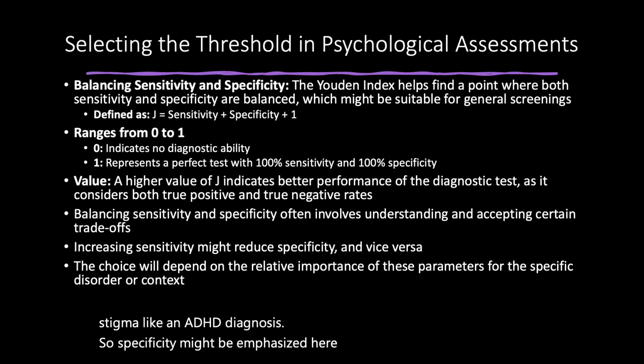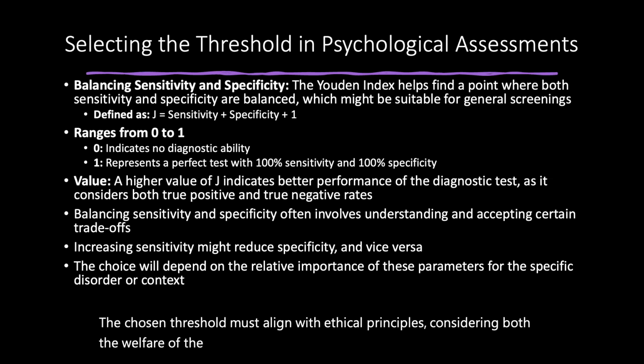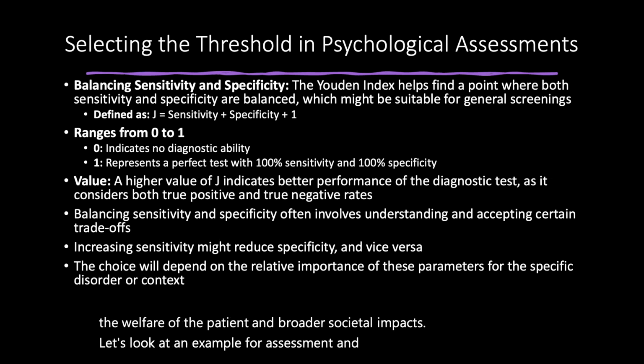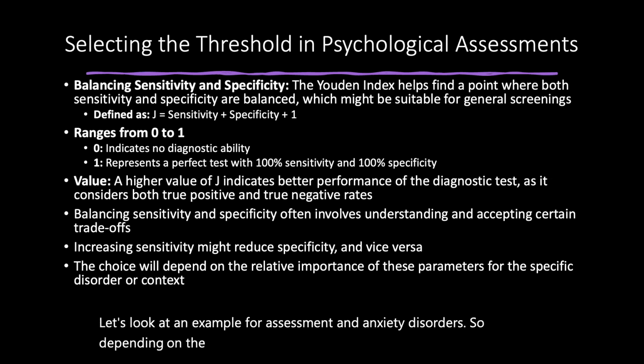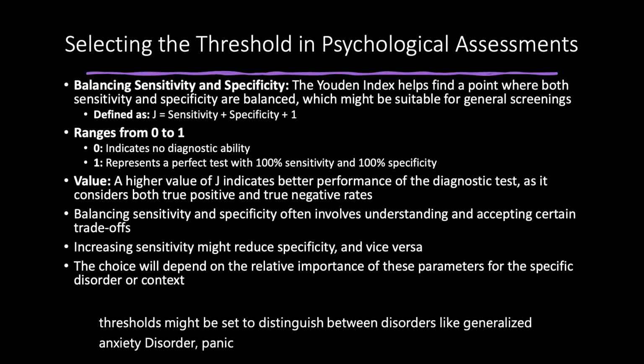There are also ethical considerations. The chosen threshold must align with ethical principles, considering both the welfare of the patient and broader societal impacts. Let's look at an example for assessment in anxiety disorders. Depending on the presenting symptoms and clinical context, different thresholds might be set to distinguish between disorders like generalized anxiety disorder, panic disorder, social anxiety, and more.